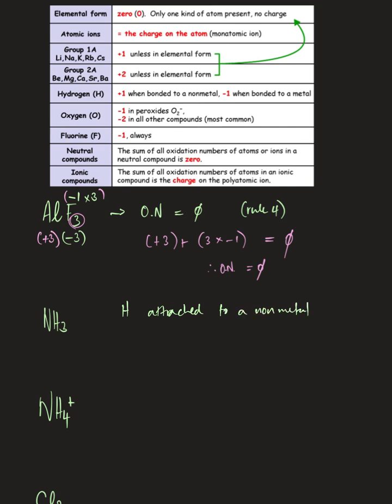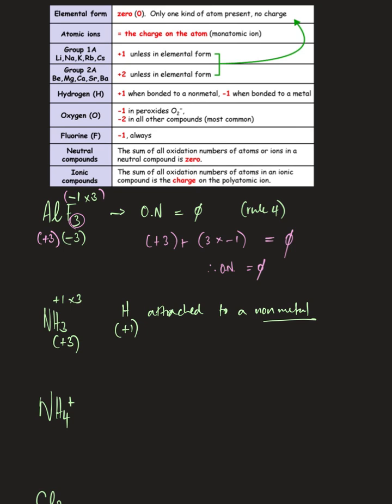Right, it's attached to a non-metal. If it's attached to a non-metal, then H has a charge of +1, right? So if I look here, it's +1, but there's 3 of them, so times 3 gives me +3. So what does that tell me now about my nitrogen?